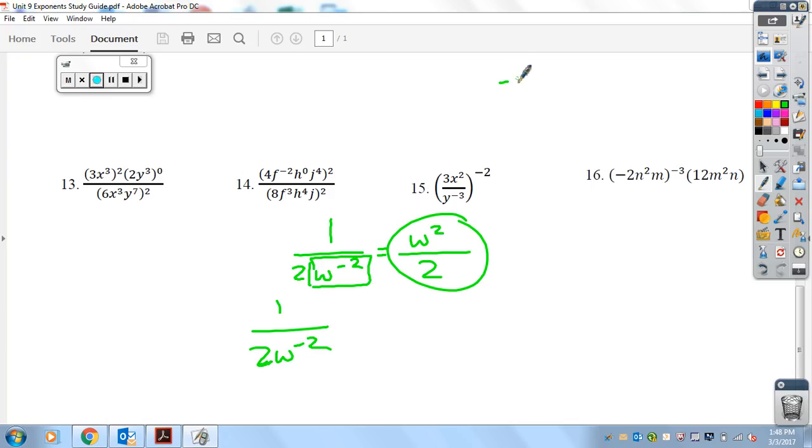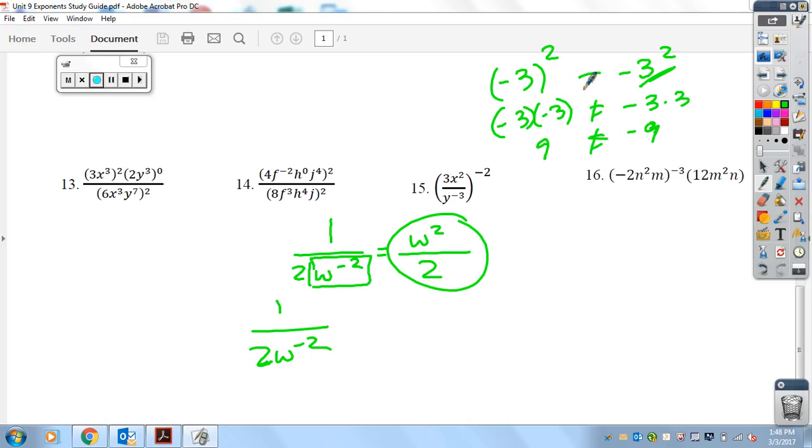There's also a difference between this and this. This is 2 negative 3's, which is negative 3 times negative 3, which is a positive 9. This is 3 squared, which is 3 times 3. And oh yeah, by the way, bring down your negatives. This is negative 9. So these are not the same thing. Make sure you pay attention to that.